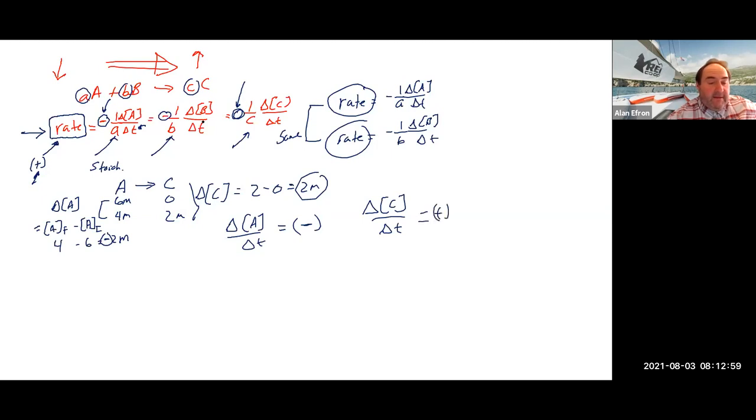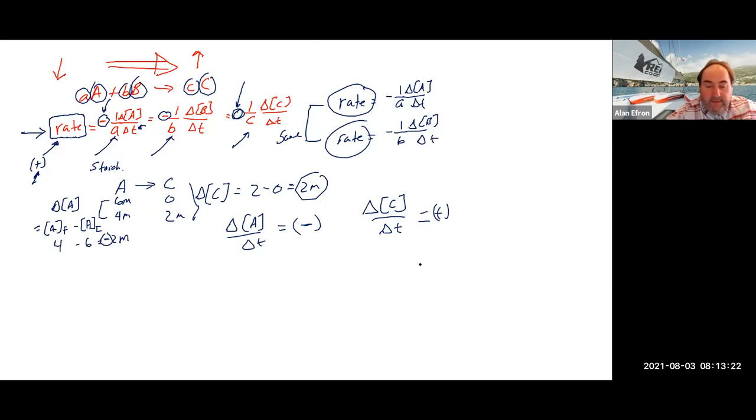So individually speaking, if you're interested in how each of the reactants or products is changing, your reactants will end up with a negative change, and your products will end up with a positive change, and the average rate will be positive. Any questions on what we talked about last time?